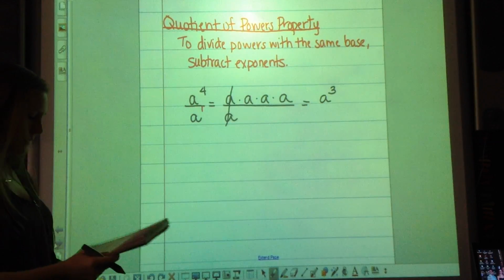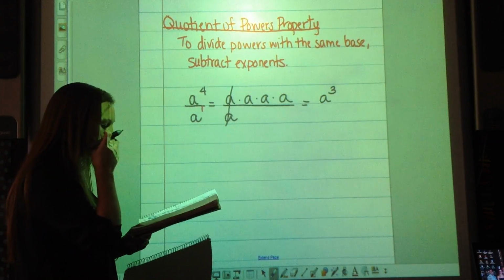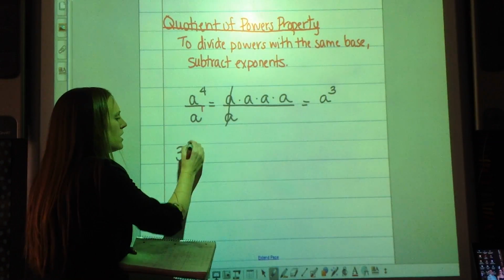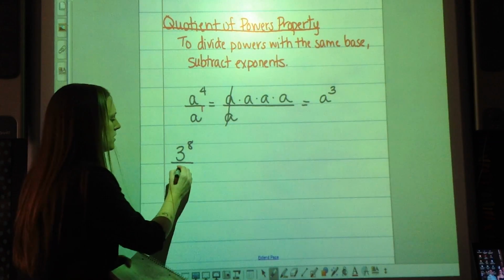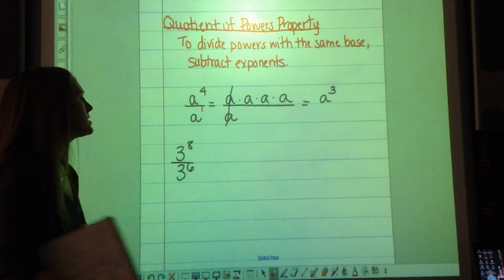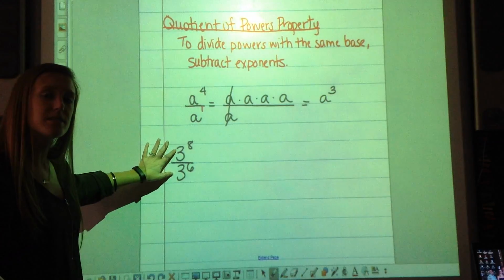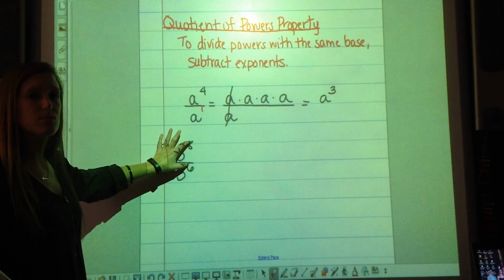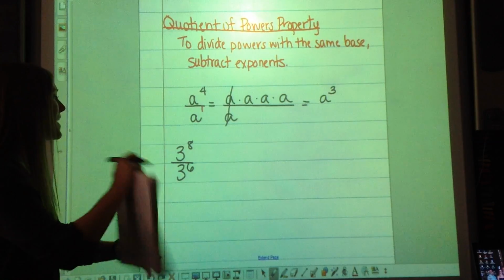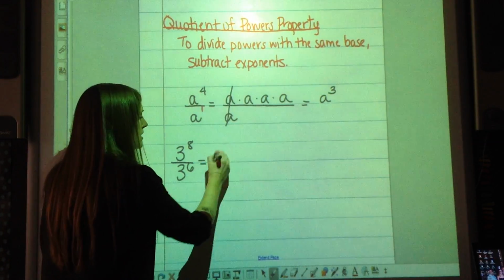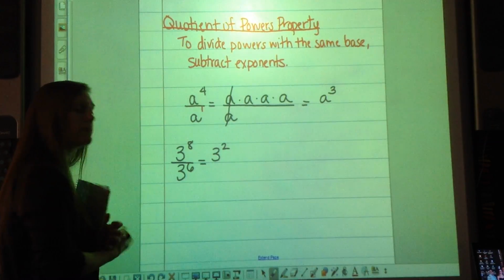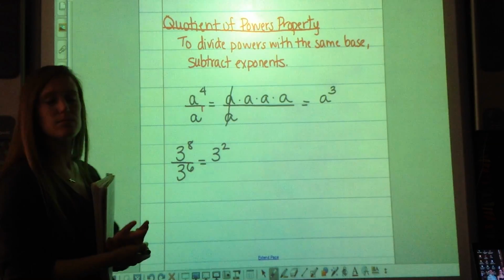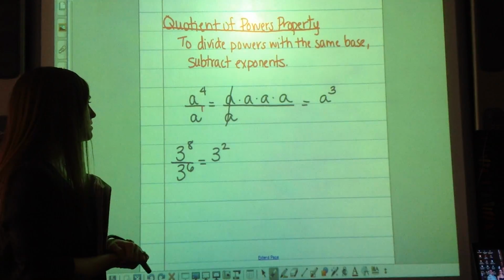Let's try another one. Let's say our base is 3, with 3 to the 8th over 3 to the 6th. To get our answer here, because we have the same base, all we have to do is subtract the exponents. So 8 minus 6 is 3 squared. And I'm going to leave it like that. I'm not going to expand it. 3 times 3 is 9, but I'm going to leave it 3 squared.